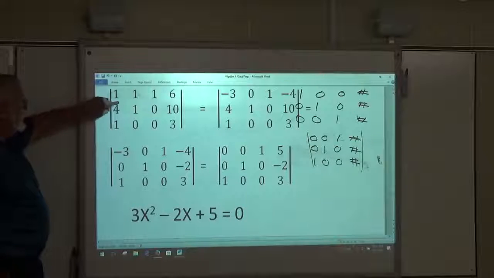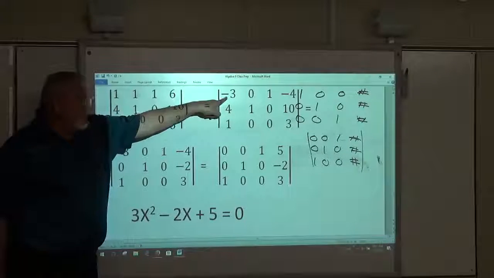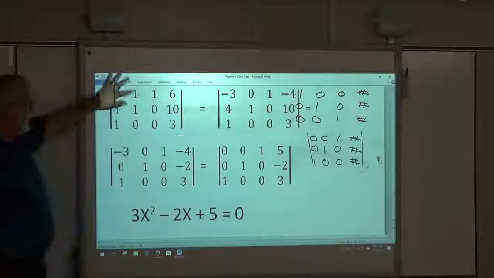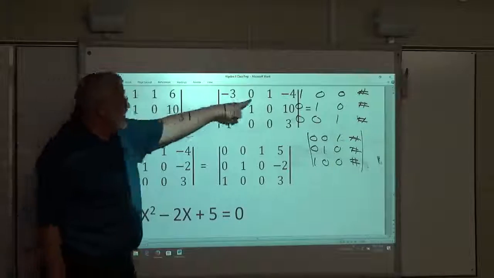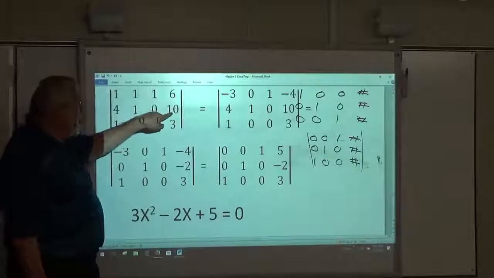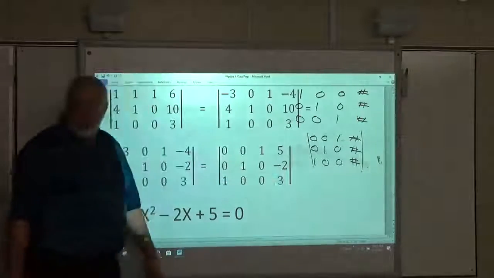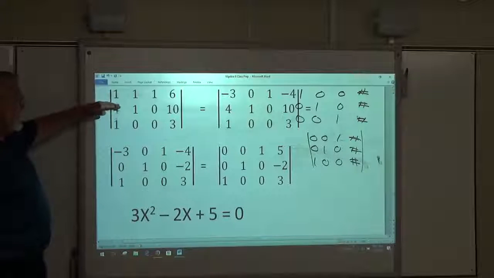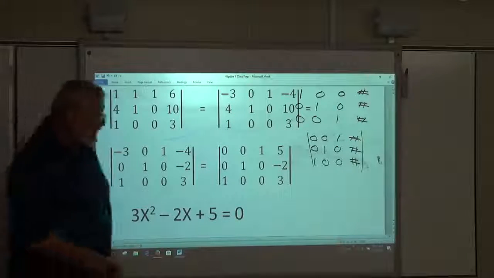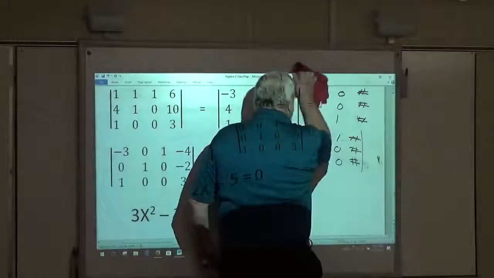Okay? So, we're going to go 1, subtract 4, negative 3. 1 subtract 1, 0. 1 subtract nothing, 1. And then 6 subtract 10, -4. All right? Copy this row, copy this row, because I haven't changed anything else.